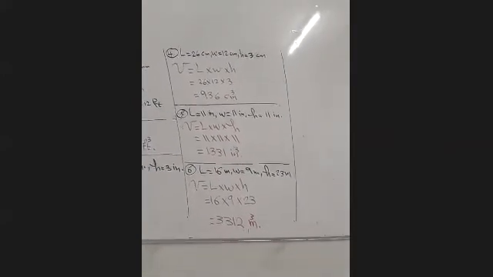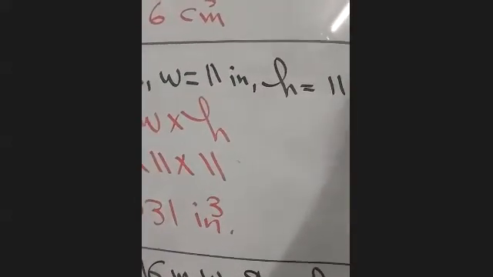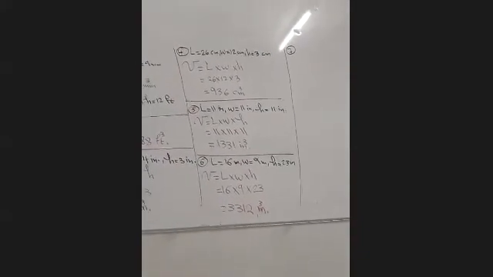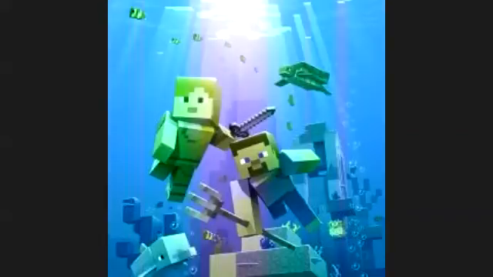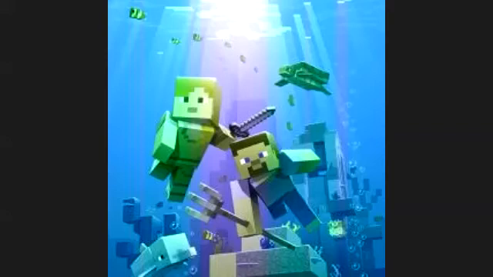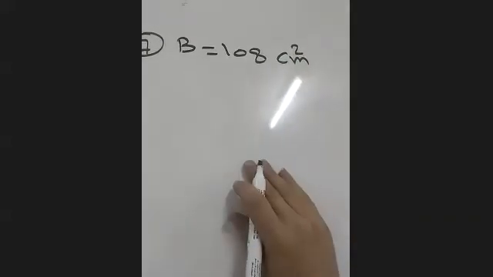Copy the questions, guys. Question 7. Omar. What do we have in question 7? We have big B. How much is big B? 108 square centimeters, right?